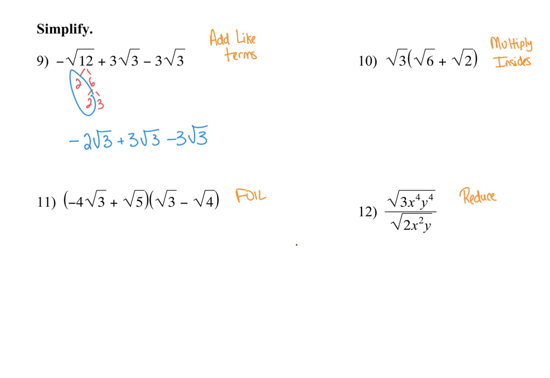This is a nice one. These are actually all like terms. -2 plus 3 minus 2. My answer here is -2 square root of 3. Add like terms. If they were not alike, I would not add them. I would leave them the way they are.